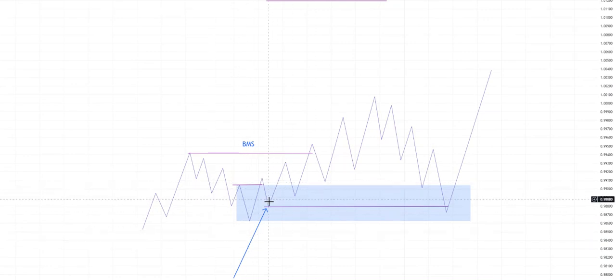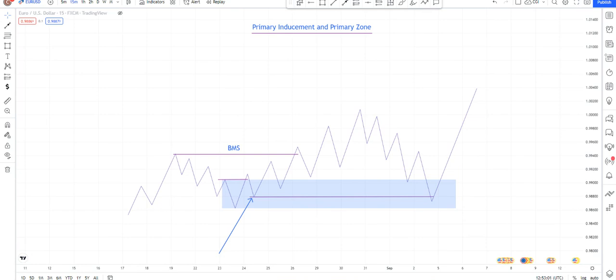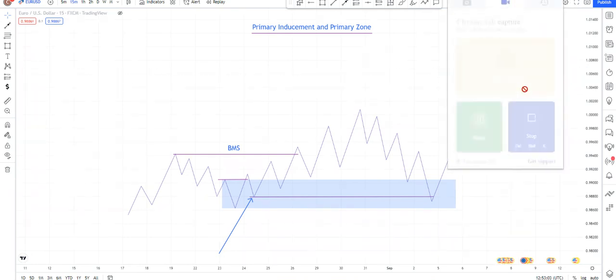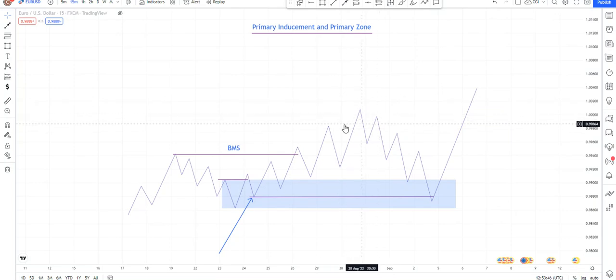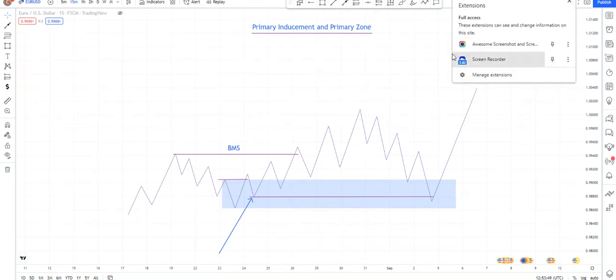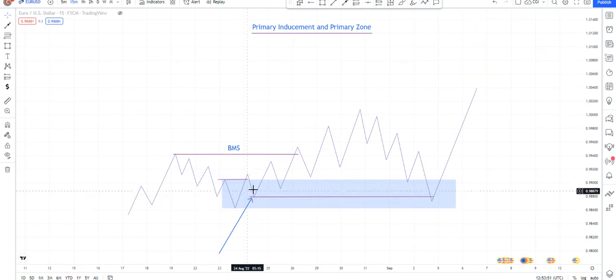All right, so the first low that is formed after the market first shows sign of continuing the trend, that is where we'll call our primary inducement. So this level right here is our primary inducement level. So you keep that in mind. Okay, so this low is our primary inducement level. So price will normally come down, take out that low before continuing.